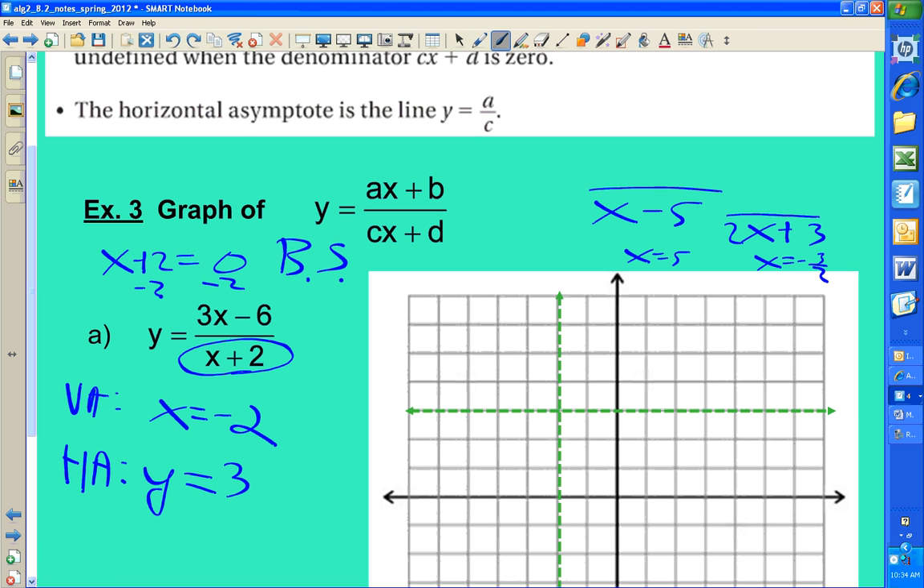Now you find the translation vector. There is no translation vector. You can only have a translation vector if you have what? A parent graph. These do not have a parent graph. It's not an x squared. It's not an absolute x. It's not an x cubed, cube root, square root, log of x, natural log of x, exponential. It's none of those, right? It's not 1 over x.